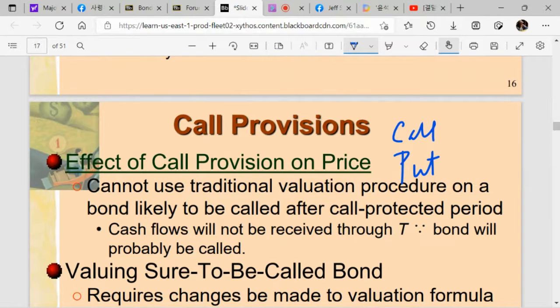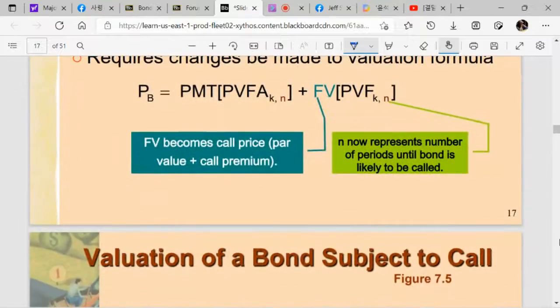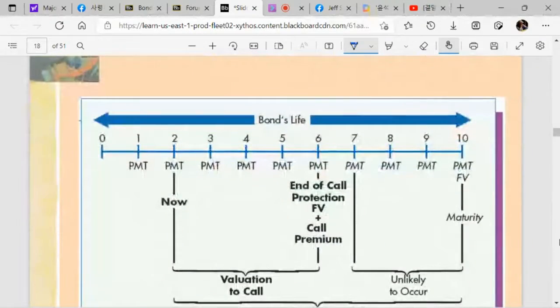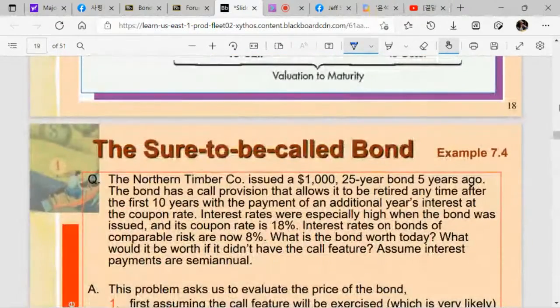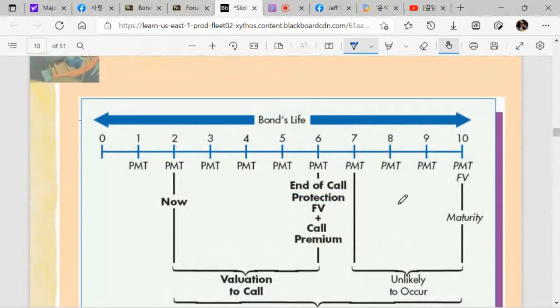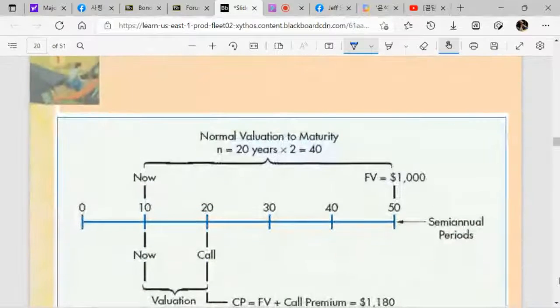But this is something you can just read up, right? And how to make adjustment to pricing, the valuation model. You can just read up. It's not really difficult.